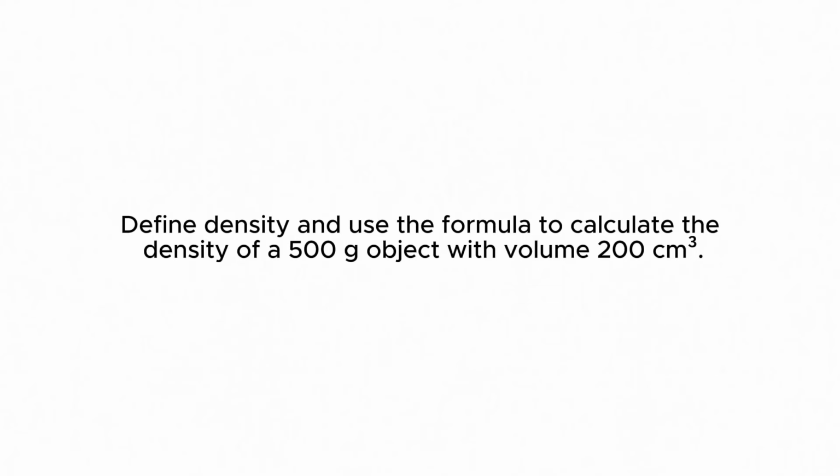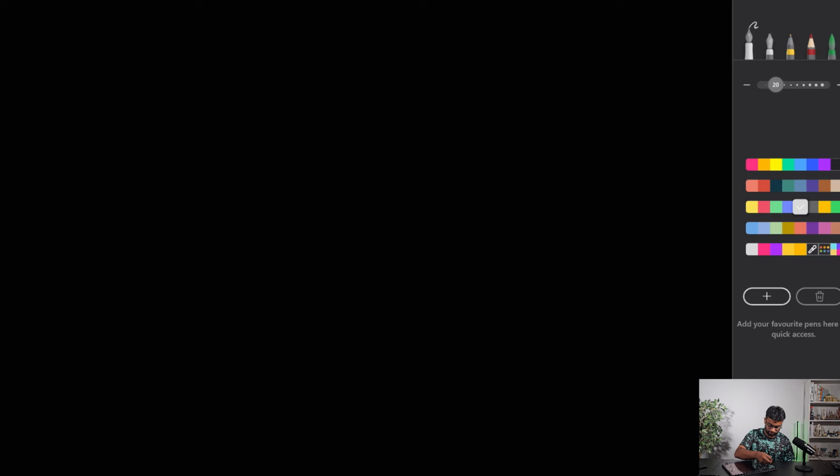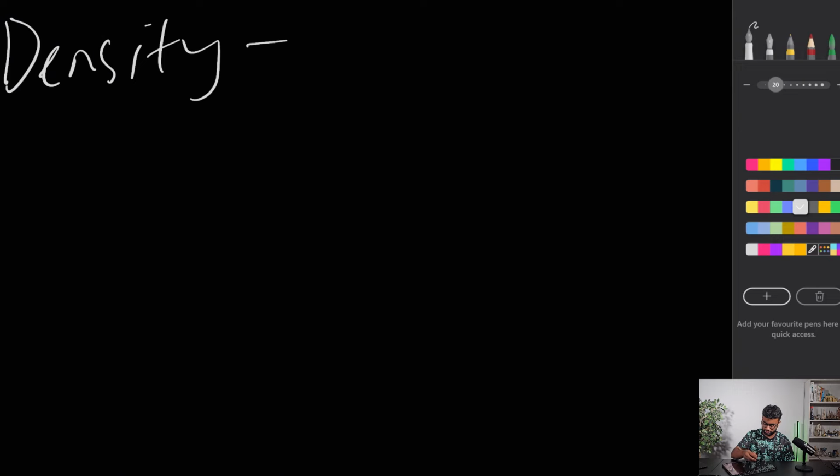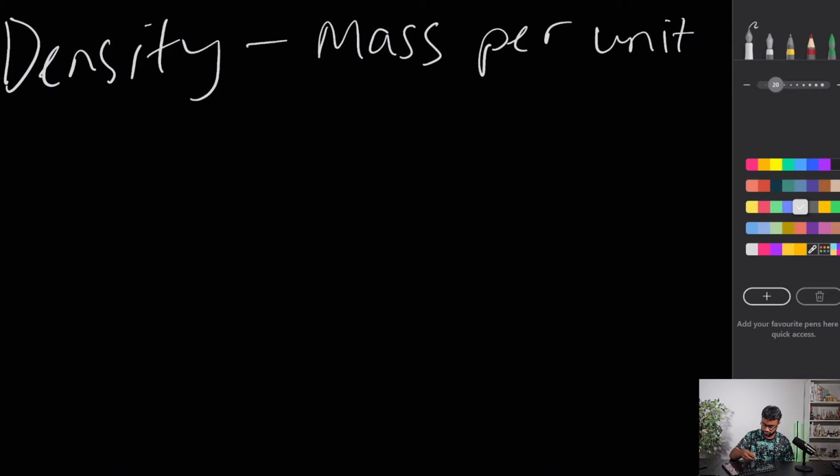The next question tells us to define density and use the formula to calculate the density of a 500-gram object with volume 200 centimeters cubed. So first of all, if we're defining density, we can say that density is the mass per unit volume of a material or an object.